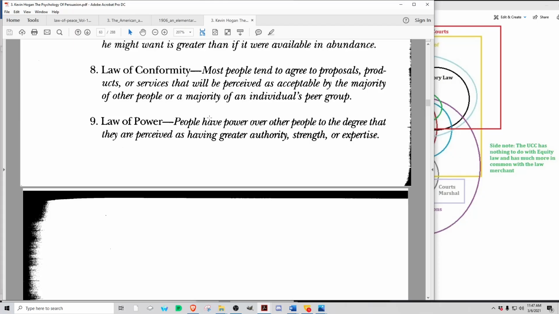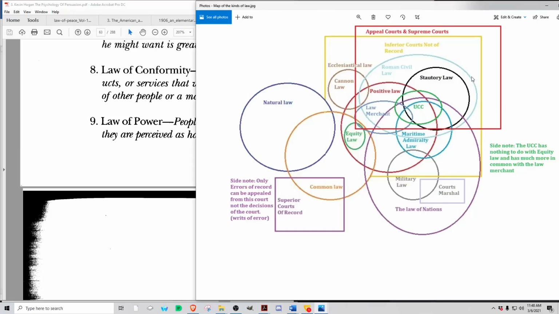There's going to be very, very few people, maybe 2 or 3% of people, who would even stop and say, wait a second, what's going on here? And then there'll be an even smaller percentage of those people that will actually do something about it. So, law of power. And that's when I said before, this has to do with the judge. People have power over other people to the degree that they are perceived as having greater authority, strength, or experience. The judge has nothing over you because no judge in any of these filthy inferior courts has any jurisdiction over you except by your consent.